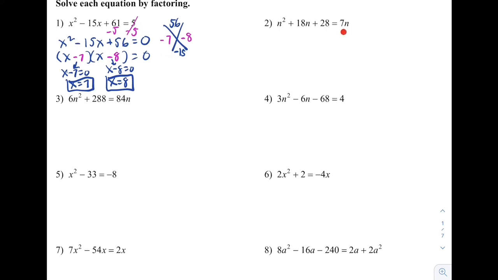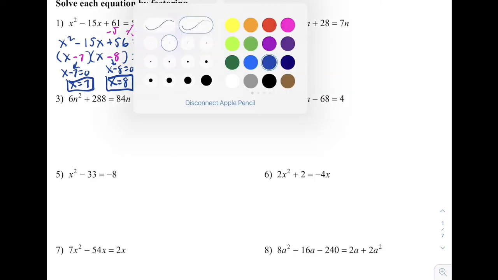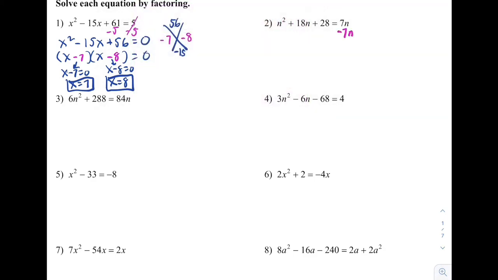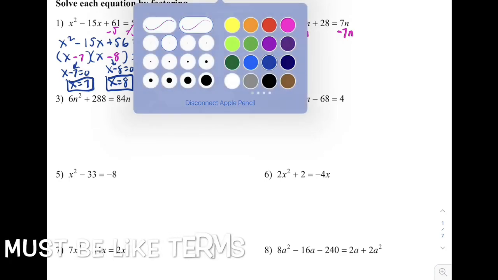Okay, number 2. Now they have a 7n on the right. Doesn't matter what's on the right. You want to get rid of it. Subtract it. If it's a negative, you add it. Right? Just get rid of that. So you subtract 7n to both sides. And you notice we're only going to do like terms. So subtract 7n to your other n's on the left.